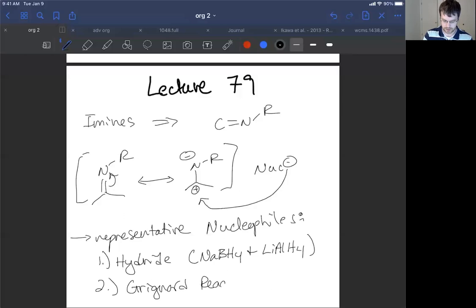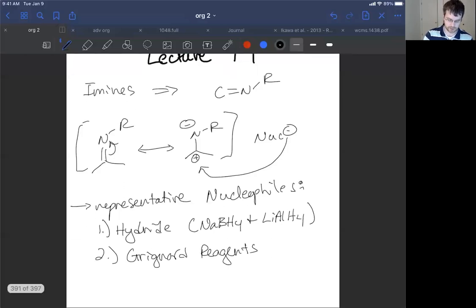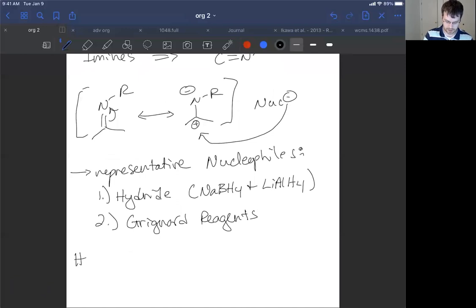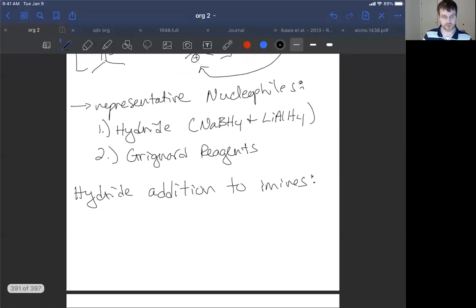So let's look at the hydride nucleophile really quick. Hydride addition to imines. Now it turns out that this is not too different from what we would expect. If we recall what hydrides can do, they add to carbon-oxygen double bonds to make alcohols, for example. Here we're adding to carbon-nitrogen double bonds to result in only single bonds, and that gives rise to the functional group amines. Remember, amines are our starting materials that we react with carbonyls to give imines.